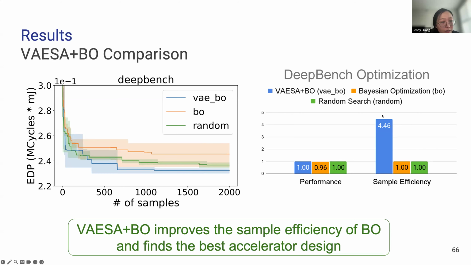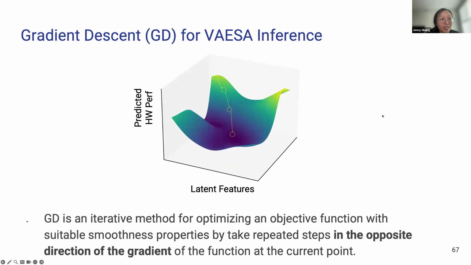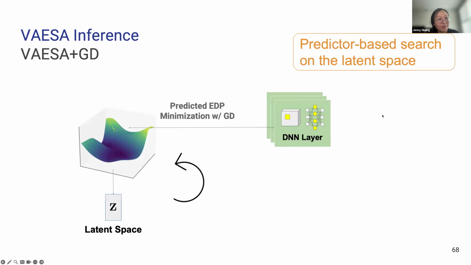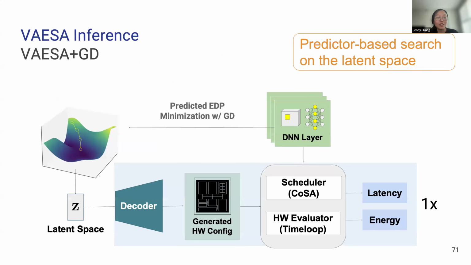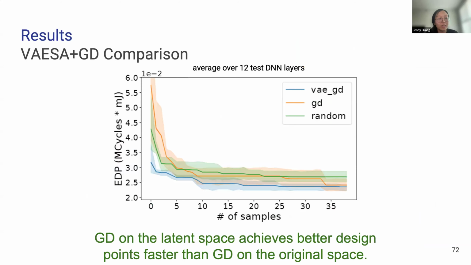And we're also showing that we can outperform gradient descent in this case. Let me skip this as well. I think you're all very familiar with gradient descent, but we're performing gradient descent over the latent space because we're assuming it's a more continuous and smooth surface. So it's beneficial for gradient descent to get down to the optimal design points easily.